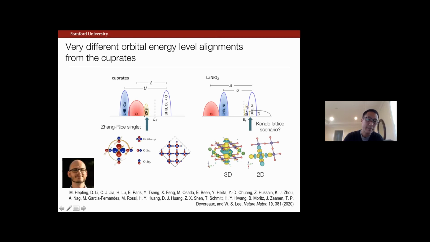And then if you start to dope holes in the system, an early and important notion was the fact that because of this kind of landscape, what you form is actually something known as the Zhang-Rice singlet, namely that the hole that you dope in there is not really removing that last unpaired electron so much as it is taking out an electron from an oxygen 2p-like derived state, and then making an overall singlet.